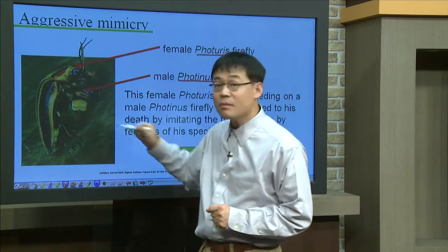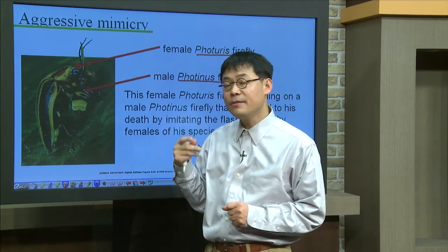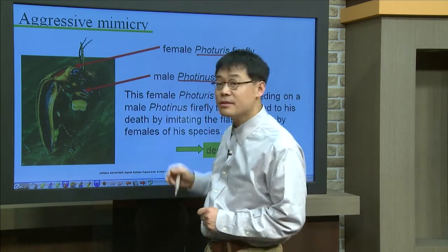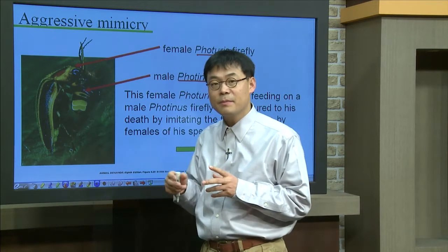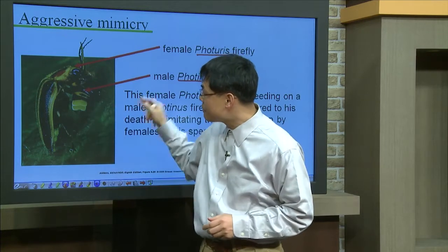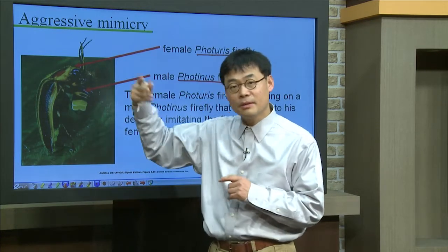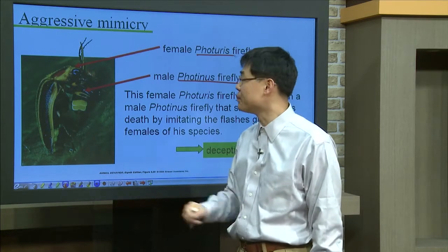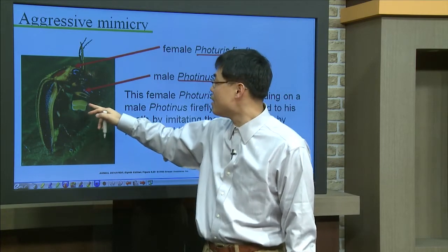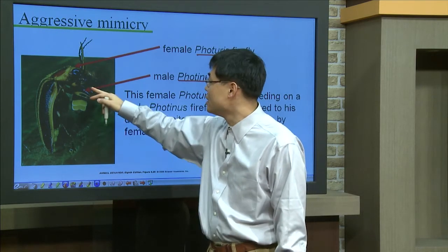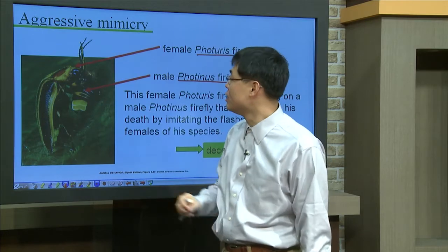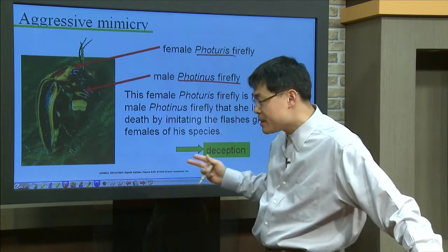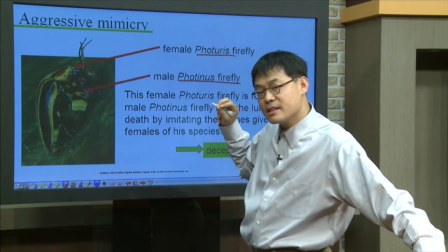So she gives a false signal. She imitates the female signal of this species, so that this male, the Photinus firefly male, thought that this is maybe a signal of his own species, landed, and approached this female. But she's a female from a different species, and she is eating this male now. So now it's a deception. She's deceiving this male, so that because of the communication between these two individuals, now the male is food to this female, and this is called aggressive mimicry. Here, it just gives an interesting question, because we can simply ask whether this is communication.